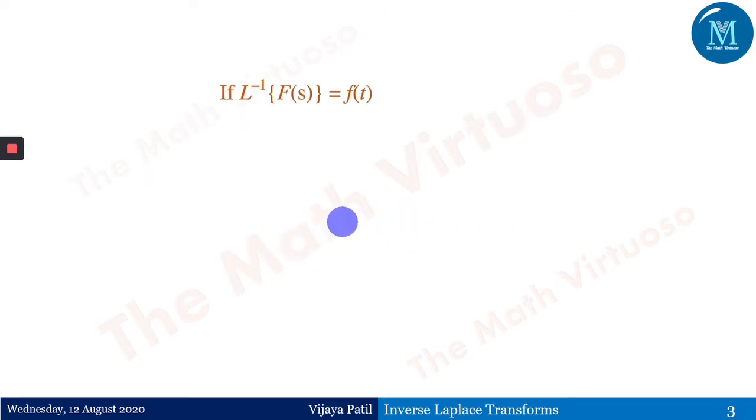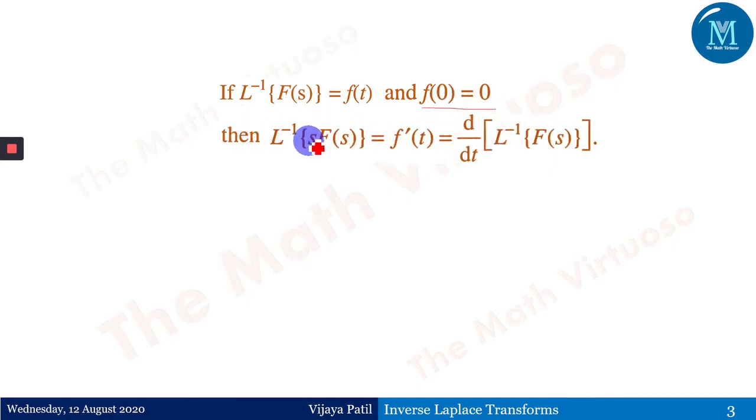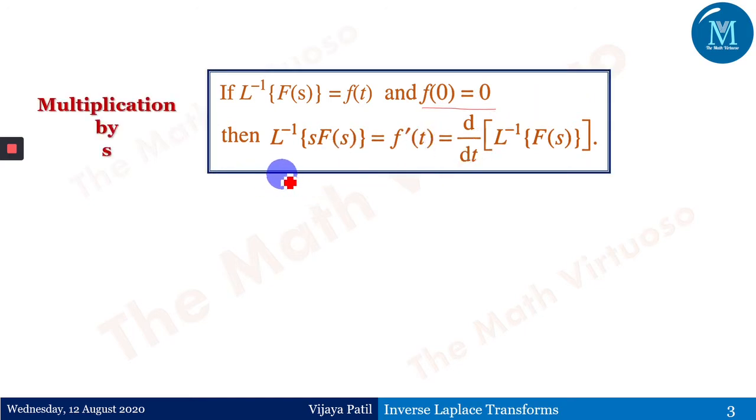If the Laplace inverse of f of s is f of t, and a very important step here, that is f of 0 is equal to 0, then Laplace inverse of s into f of s is equal to f dash of t, which is equal to d upon dt of L inverse of f of s. That means L inverse of f of s is nothing but f of t. That is the first differentiation of the function of t, right? And this is known as multiplication by s.